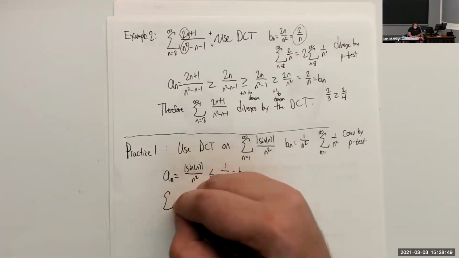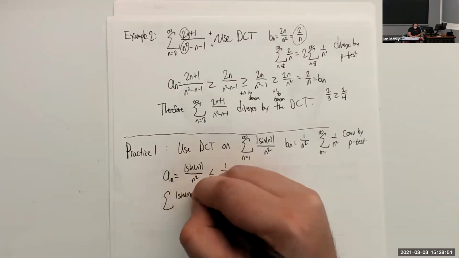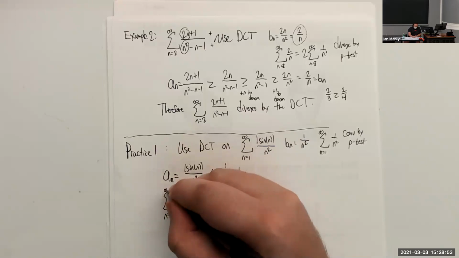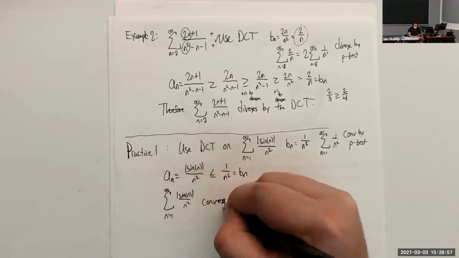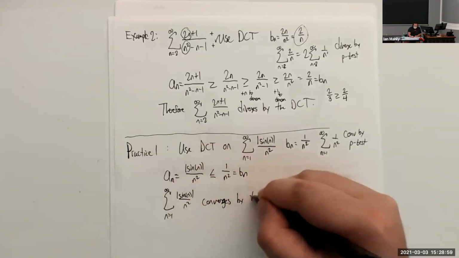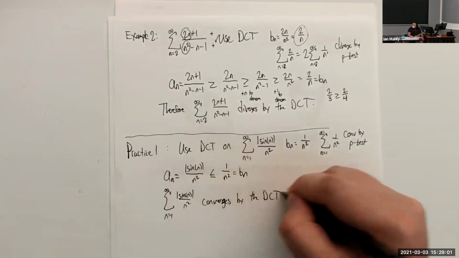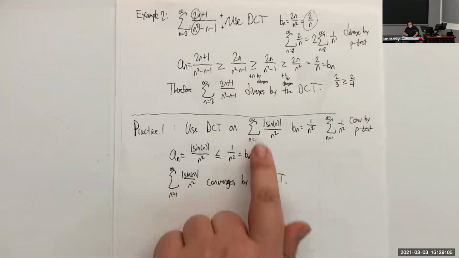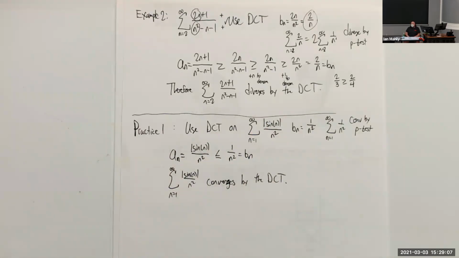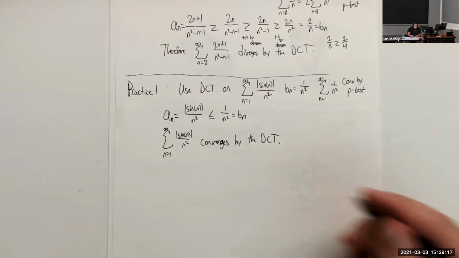So we see that our original series converges by the direct comparison test. There we go. So the moral of this story is if you see absolute value of sine or also absolute value of cosine as well, just replace that with a 1 and see what happens, because those are going to be bounded by 1. All right, let's do another example.